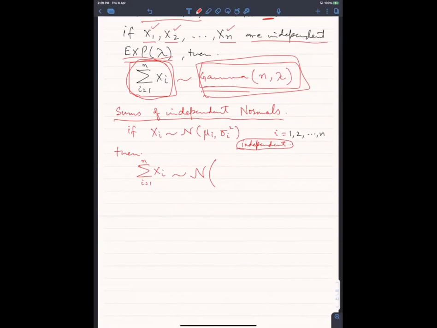And this is always true, not just for normals, for every random variable: the expectation of the sum is equal to the sum of their expectations. So this is equal to the sum of i equal to 1 to n of mu i. What about the variances? If they are independent, and it is very important, if they are not independent, then this will not work. If they are independent, then their variances will also get added, the sum of sigma i square.